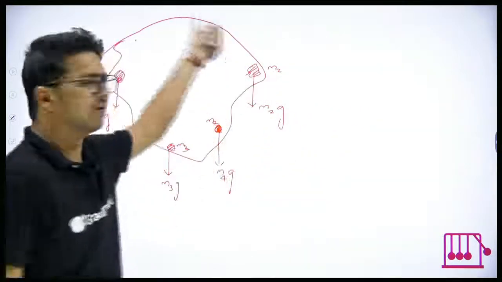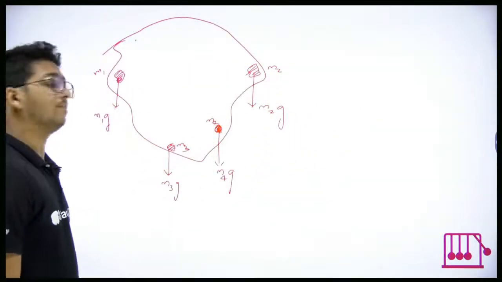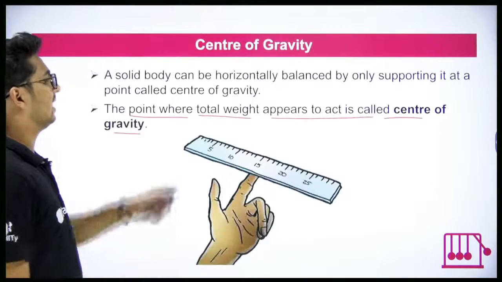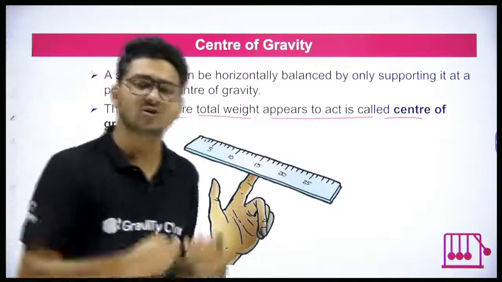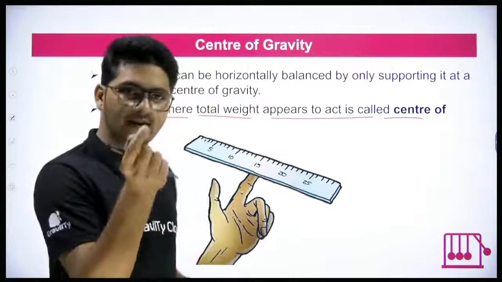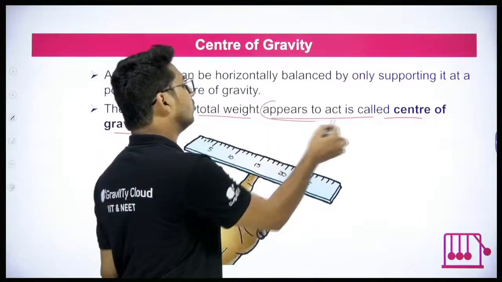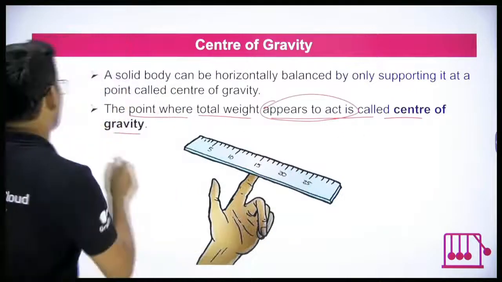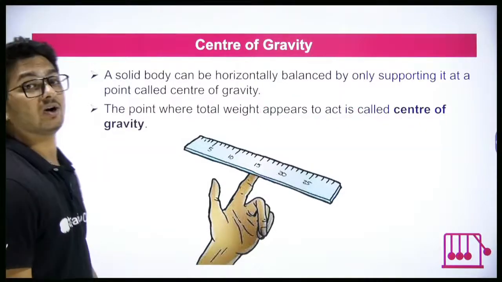The gravitational force, which we call weight, will be acting at every point. But that is the reason why we say the total weight appears to act. It's not exactly acting at that point. It will appear to act at that point, and that point is called the center of gravity.